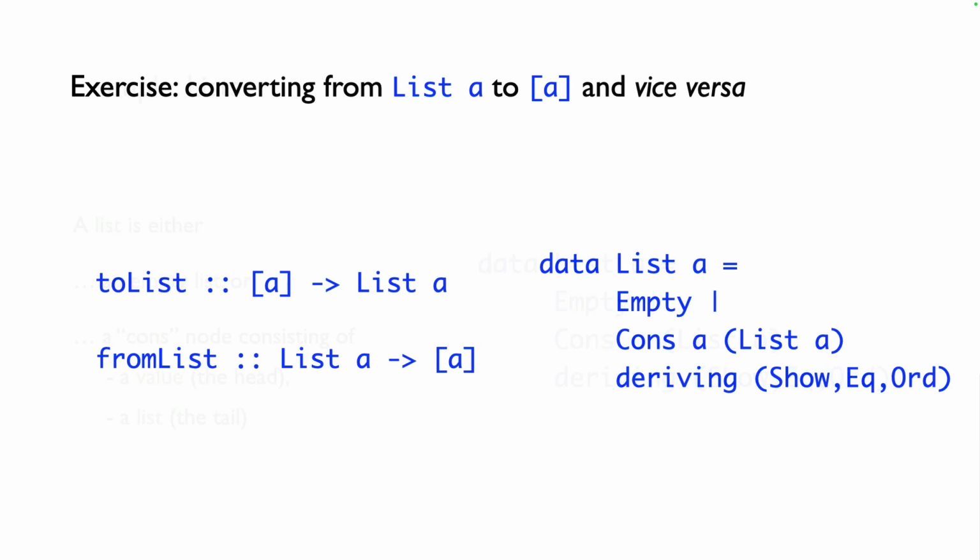And so again, as an exercise, you can convert from a List A to a built-in list of A and vice versa. The function toList will do recursion over a built-in list of A. The function fromList will do recursion on the List A type that we have defined. So you get examples of two different kinds of recursion. They're in fact the same because the types are the same, more or less.